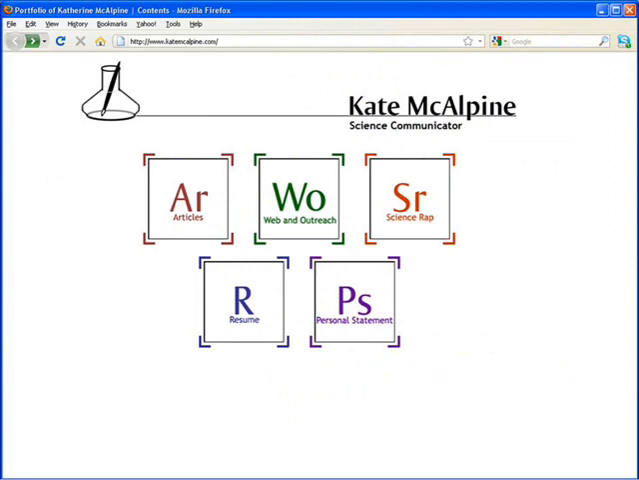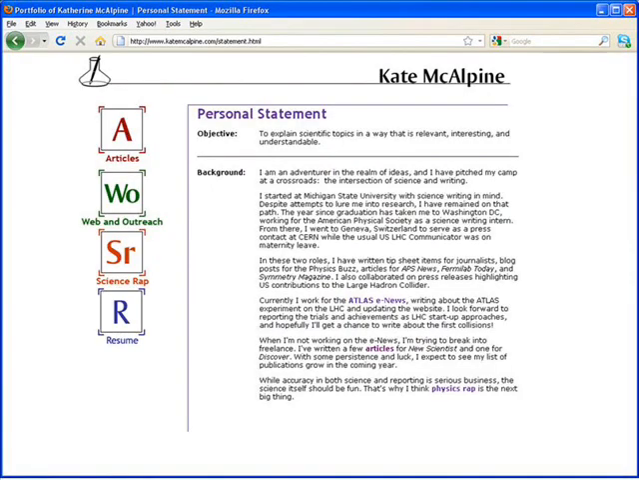Katie used a play on the periodic table for her portfolio site navigation, which served as a brilliant identity marker for her. She's a science communicator, and a great, memorable anchor, which she deployed throughout her website.